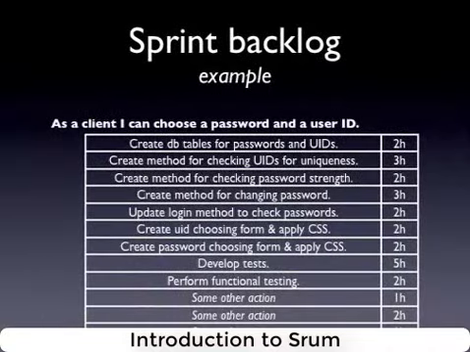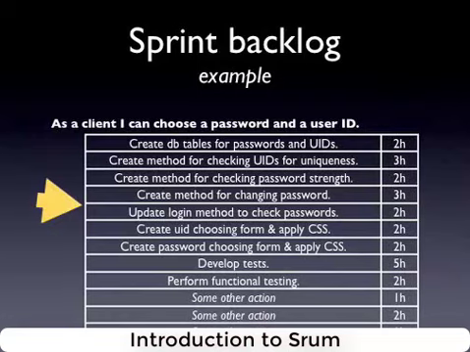And here we have a sprint backlog, and this sprint backlog is an example for a product backlog item that we have seen in the previous example. So as a client, I can choose a password and a user ID. That's the item from the product backlog that was taken into the sprint, and this is a phrase in Scrum lingo that means that the team decided it was on top of the list, and the team decided to commit to delivering this user story within this sprint. So it's now on the sprint backlog, and it was broken down by the team into so-called tasks.